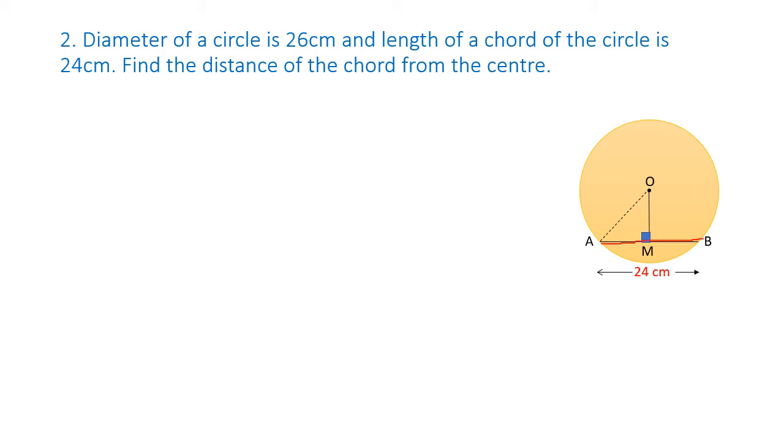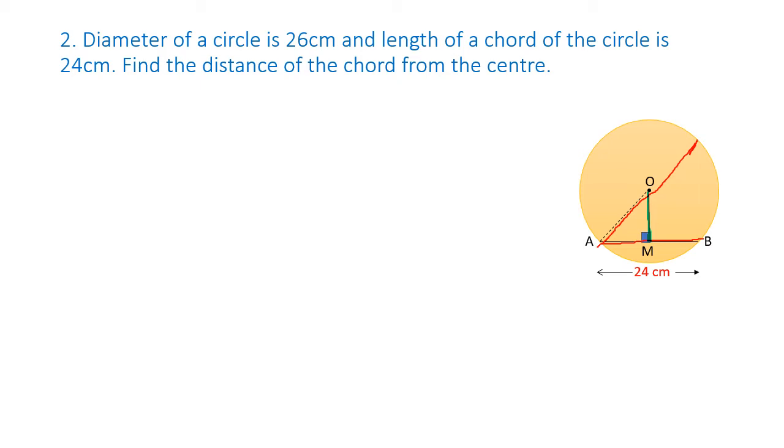The entire diameter is given like this, which is 26. So if the diameter is 26, this will be 13, right? Let us see how we are going to solve it. What are we told to find out? We have been told to find out the distance of the chord from the center of the circle. This green part is what we are supposed to find out, and this red part is given to us.